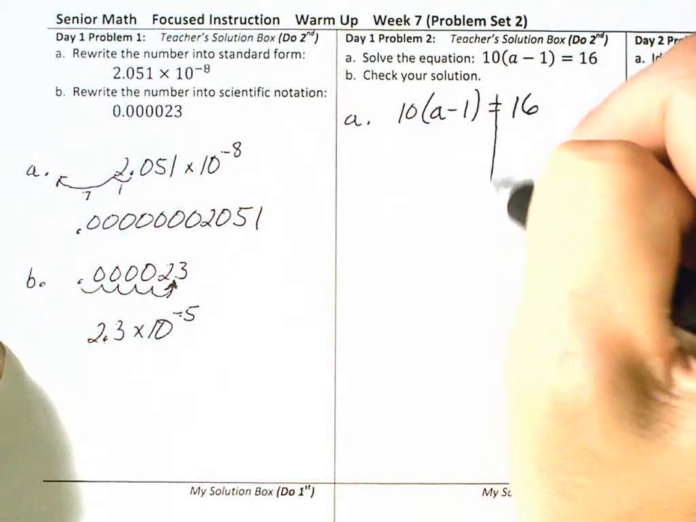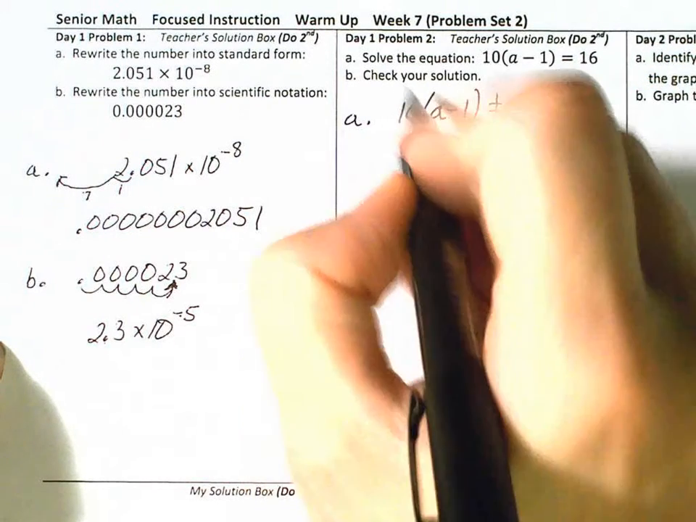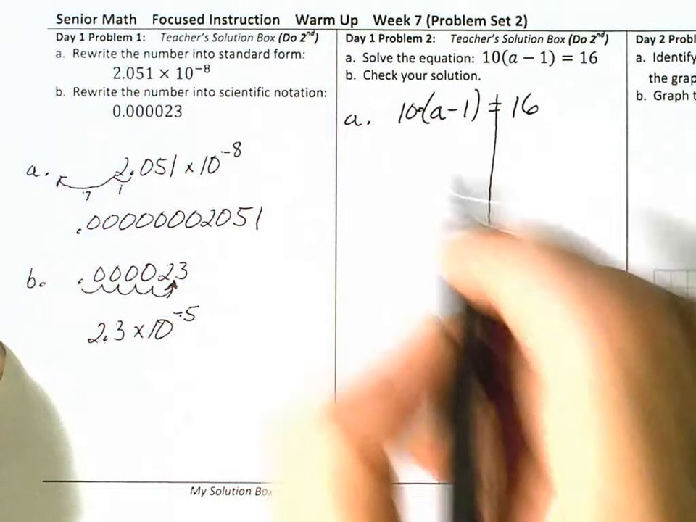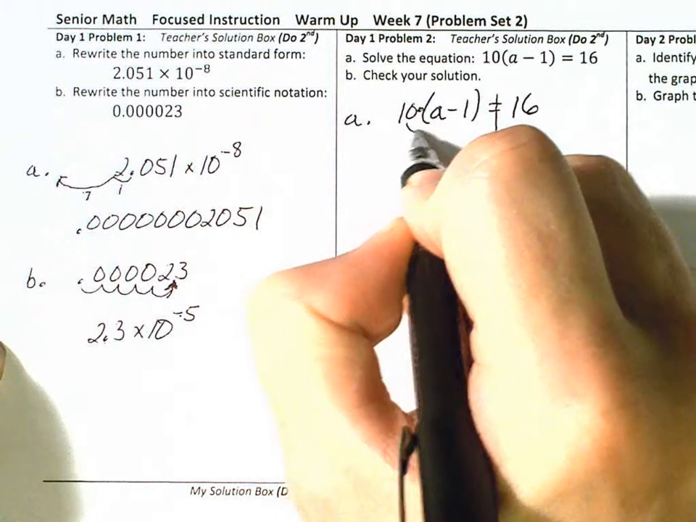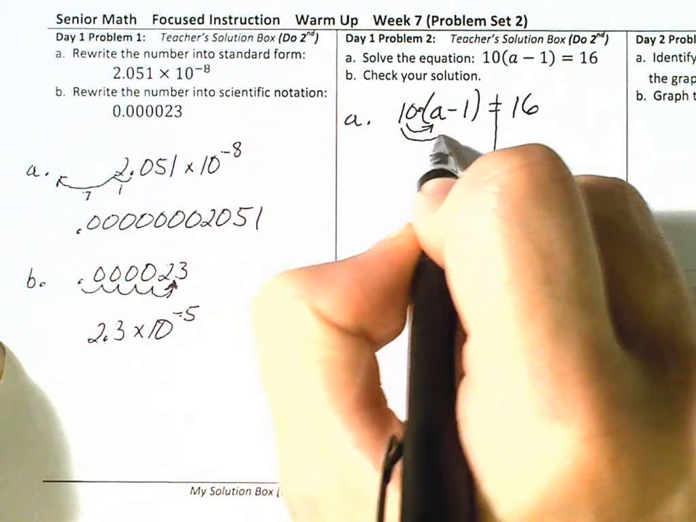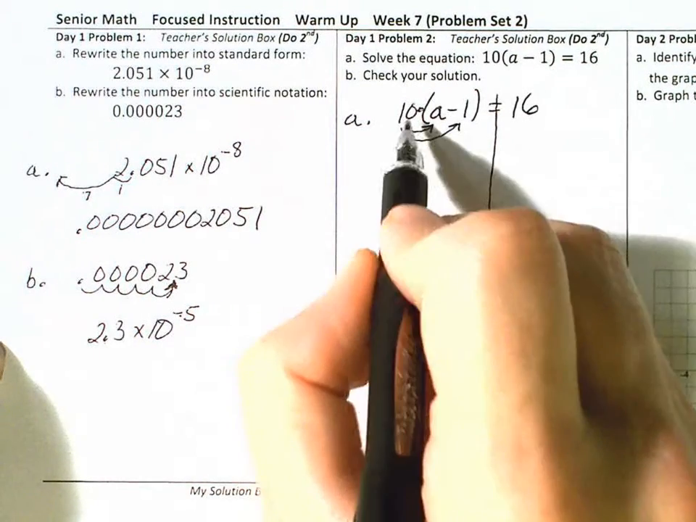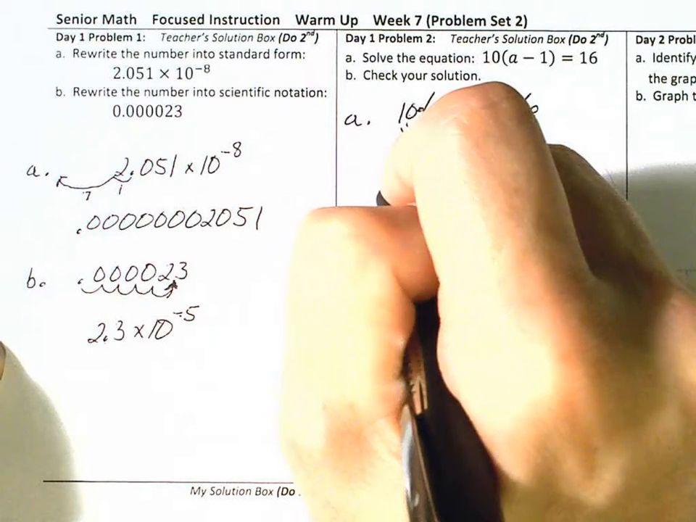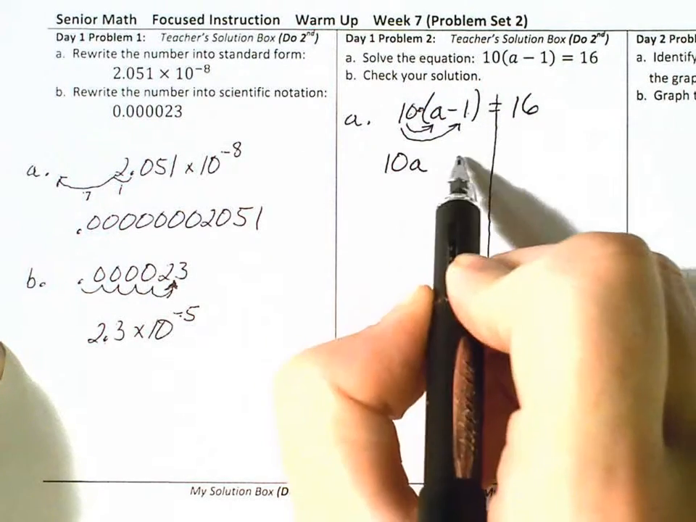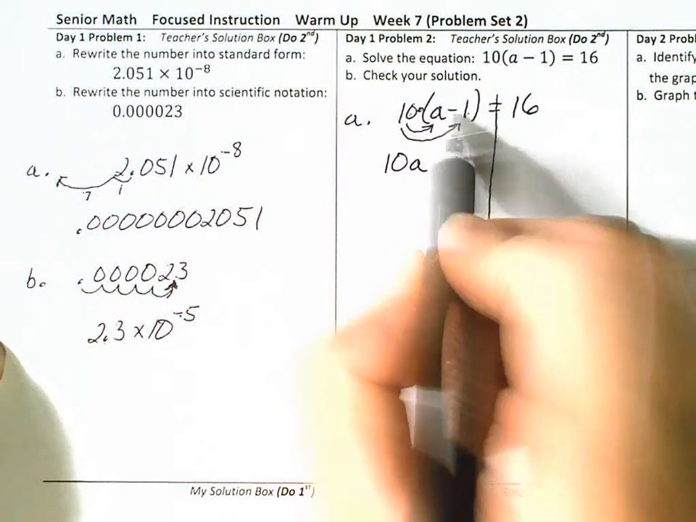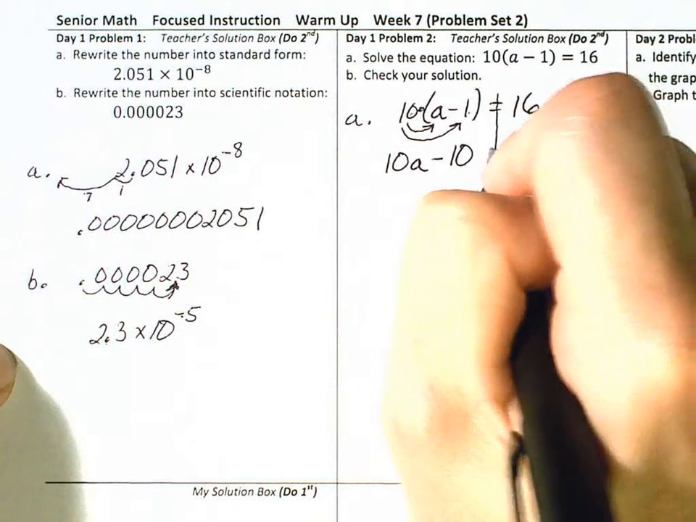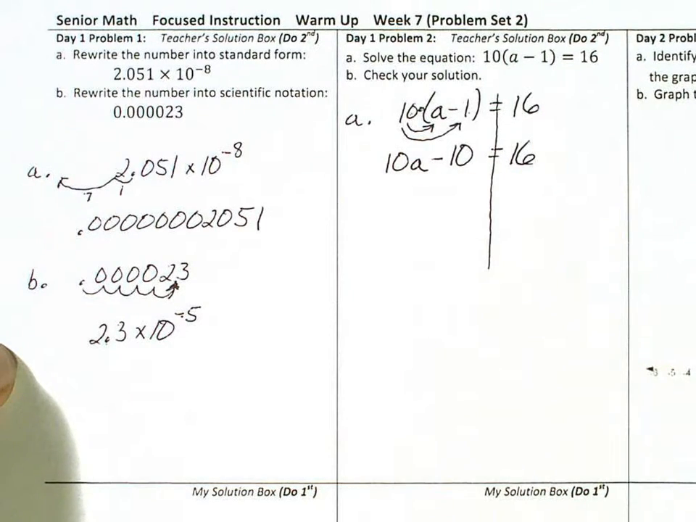On a problem like this, where there's a number being multiplied in front of parentheses, one way to do this is with the distributive property. We can multiply 10 times the A and then also multiply 10 times the 1. So 10 times A is 10A, and 10 times 1 is 10, and there's a subtraction symbol used to separate the terms. And that's equal to 16.